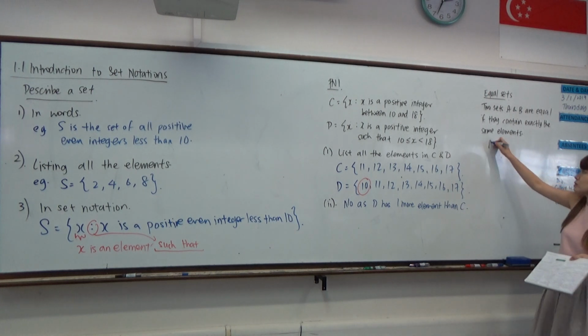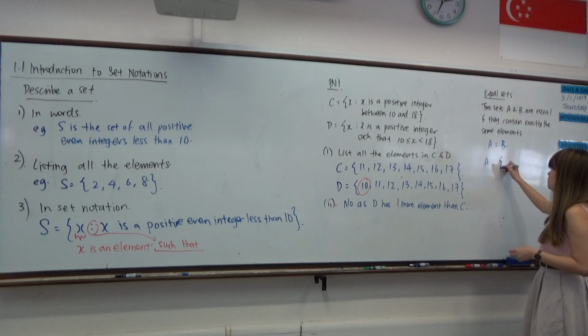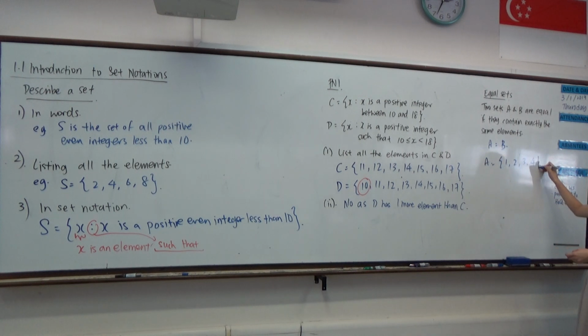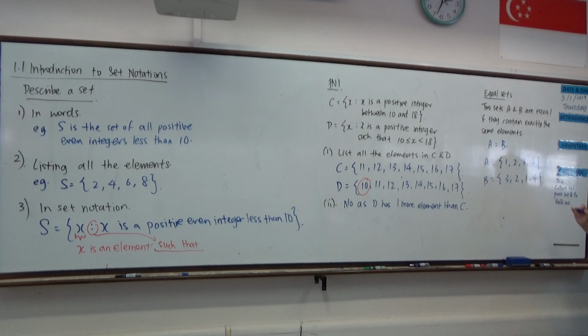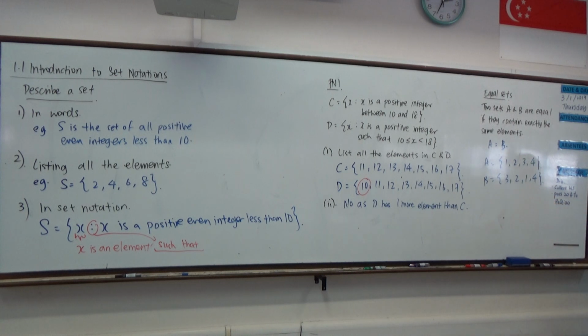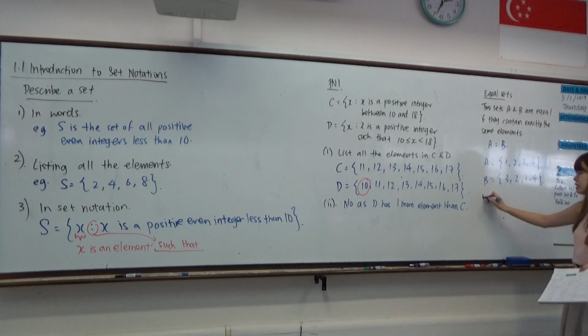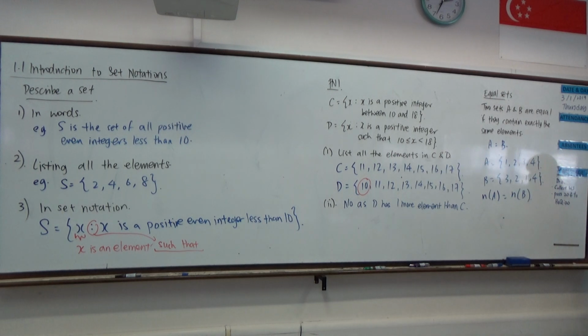In such cases, we write it as A equals B. It need not be in the same order, so I can have A to be 1, 2, 3, 4 and B to be 3, 2, 1, 4. They will still remain as equal sets. And since these are equal sets, clearly the number of elements will have to be the same as well. That will be implied.